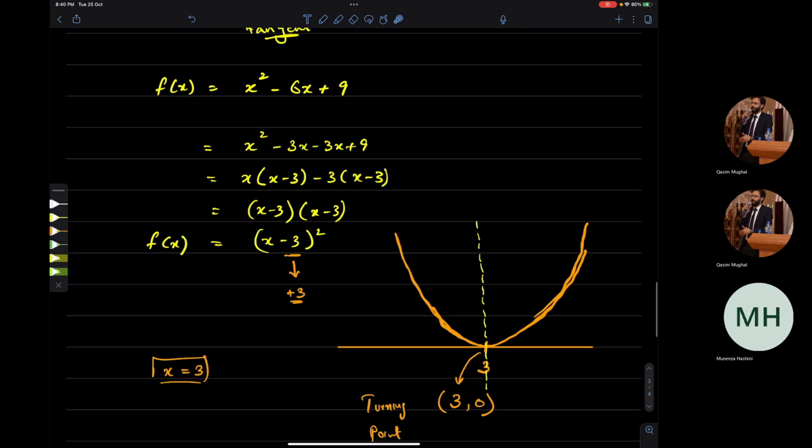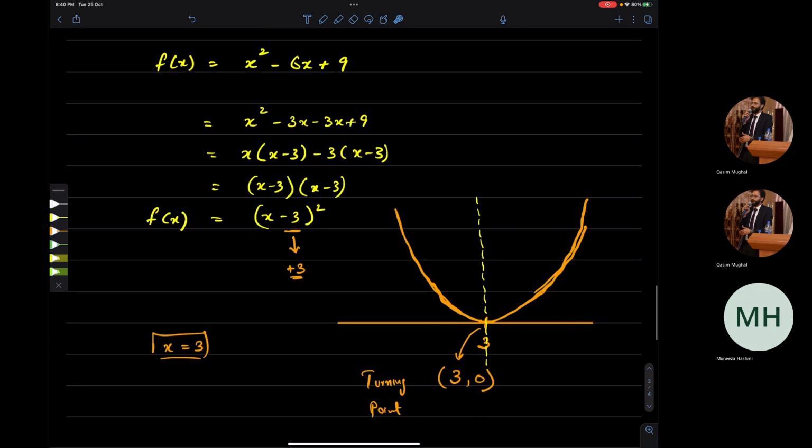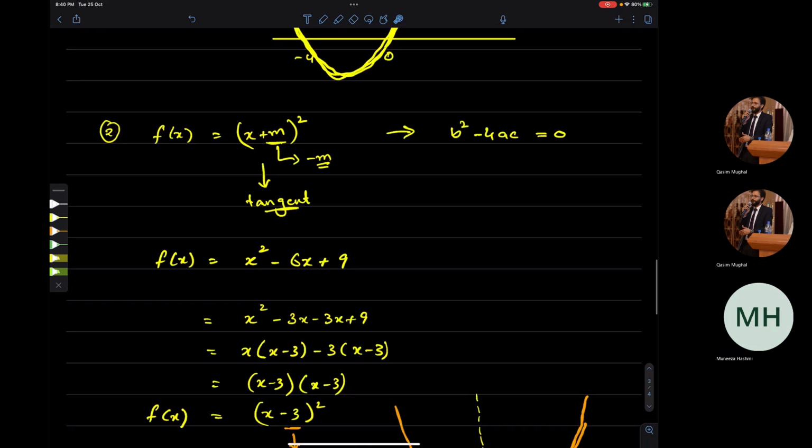Clear? Should I plot this on the software as well? Is it enough? No, sir, it's enough. All right, great.